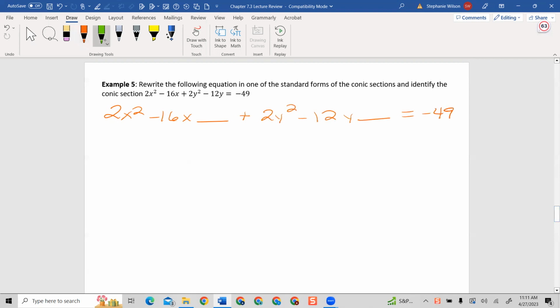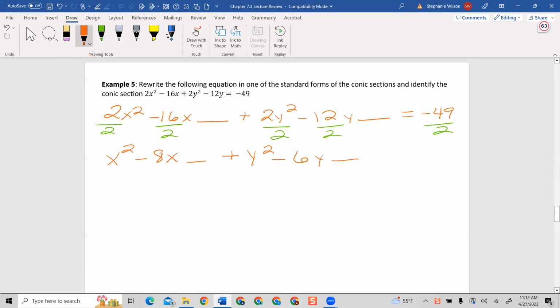Okay, now I need to divide by 2 because I need the x and y squares to have a positive 1 coefficient. Now that I've done that, I have x squared minus 8x blank plus y squared minus 6y blank is equal to negative 49/2. And I'm going to leave it written like that for now.